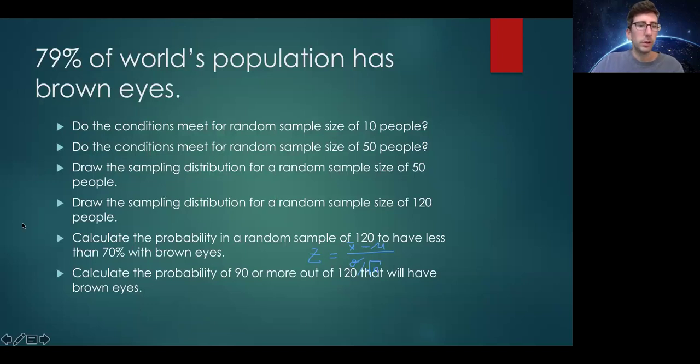So in the next video, we will look at this example where we're given that 79% of the world's population has brown eyes. So we're given our population proportion, and we'll see if it meets the conditions that we need and find some probabilities as well.